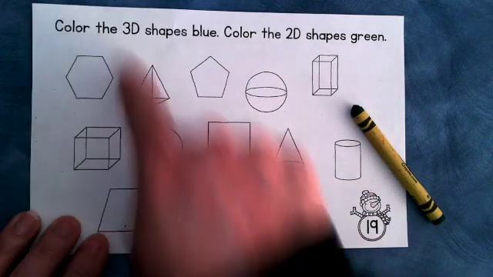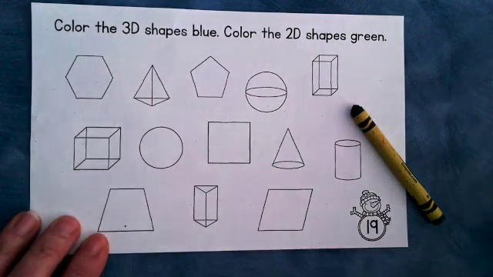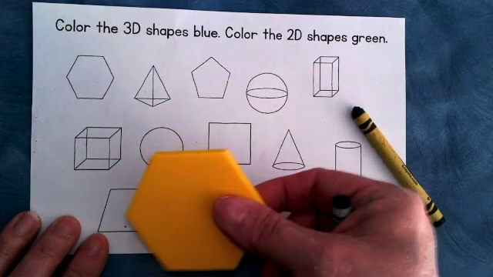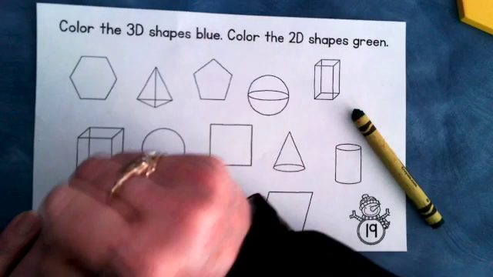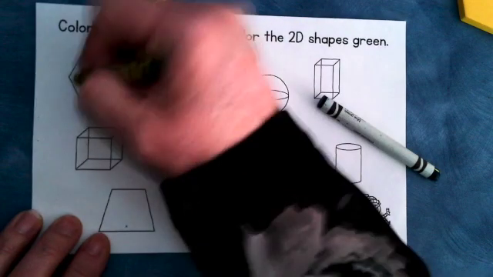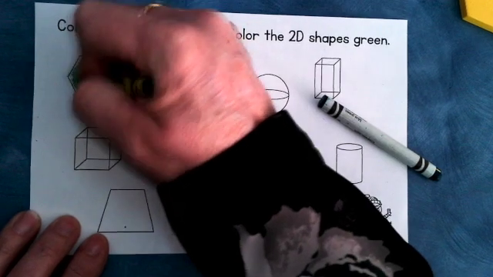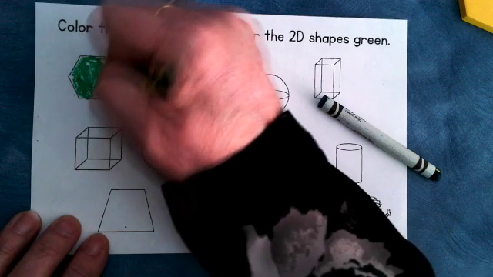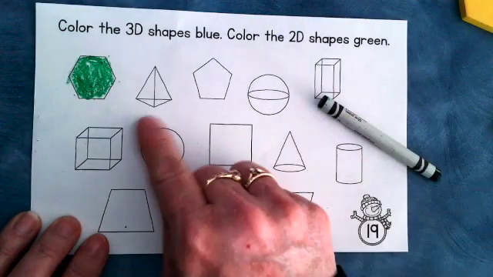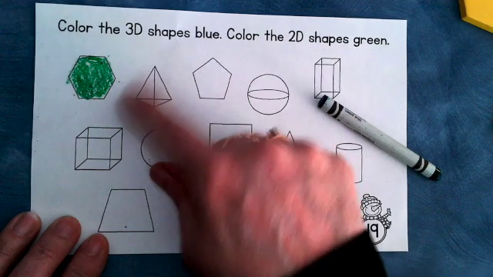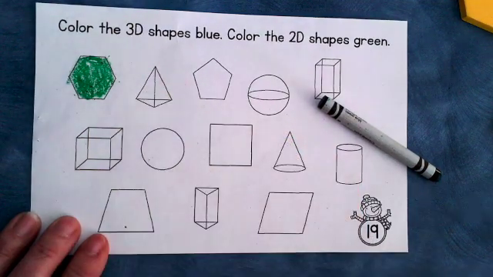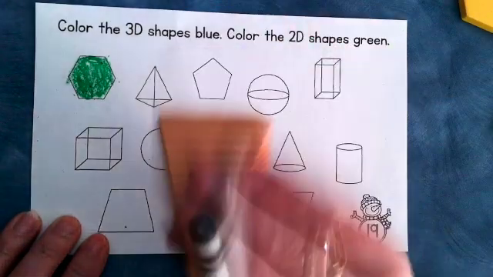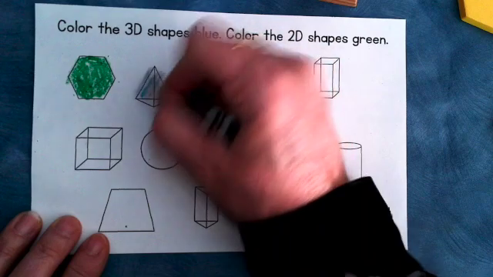Now look at this one. This one is just laying flat. Kind of like that one. It's just laying flat. So would it hold anything? Nope. This is a two-dimensional, so it's going to be green. Kind of looks like a stop sign, huh? All right, so this is going to be green. Now, this one right here, look, you can kind of see that it's got an inside part to it. It's a pyramid, like this one. So this one is a 3D shape, and it's going to be blue.